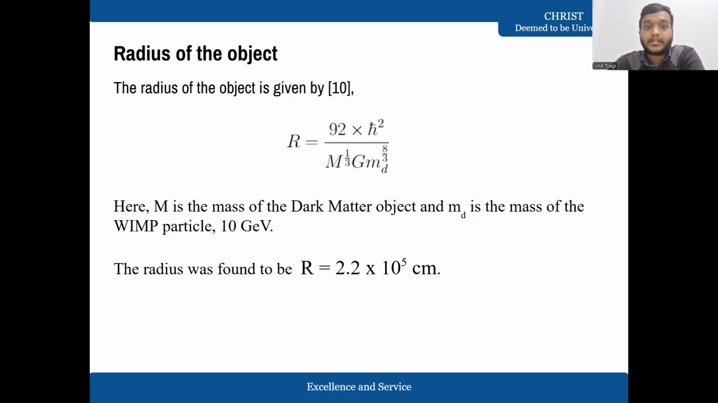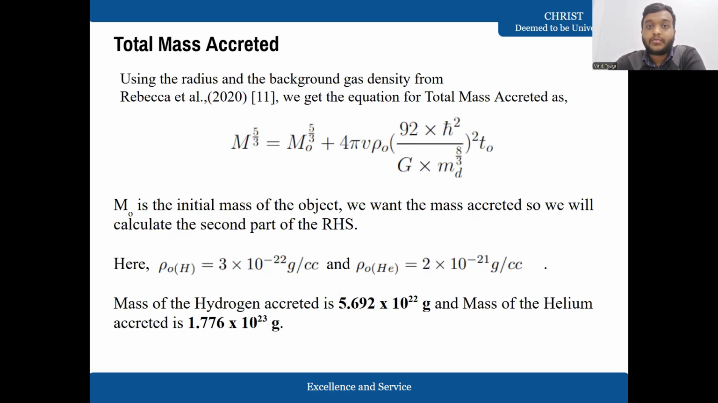So let's start. The radius of the object is 92 times h-bar squared by m to the power of 1 by 3, where m is the mass of the object and md is the dark matter size. We calculate the radius of our object to be 10^5 centimeters. So due to this object's gravitational pull, hydrogen and helium will get accreted on top of the dark matter objects.